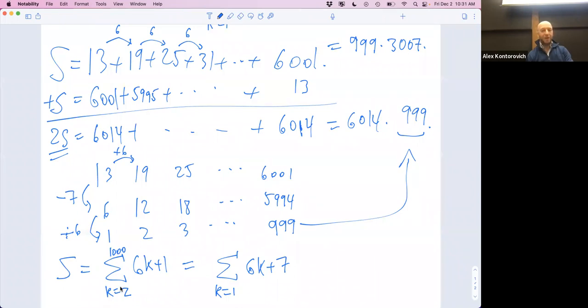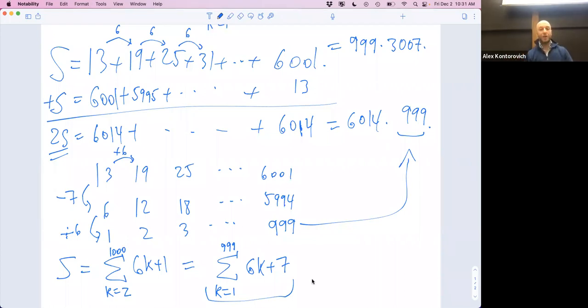999. So in effect, all I've done is change k from running from 2 to 1,000 to running from 1 to 999. And now you can really clearly see what we're doing when we do this operation. We're skipping by 6. So we subtract 7. Now we just have a sum of 6k instead of 6k plus 7. Then we divide by 6. So now we just have a sum of k from 1 to 999. Okay, and that's exactly what gets us this formula.